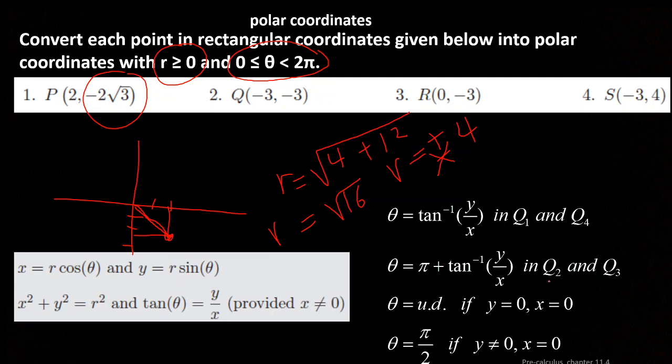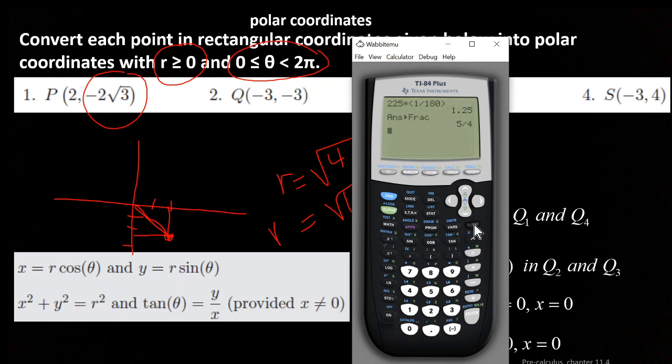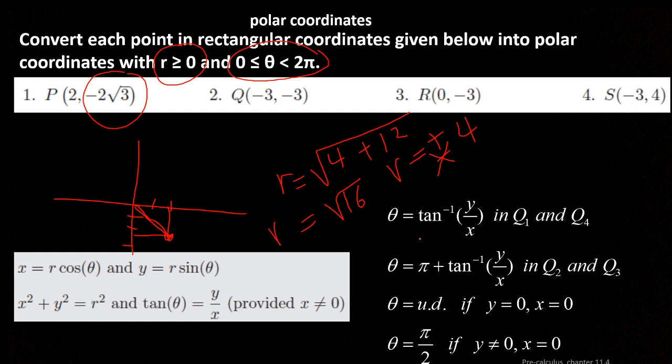And all we have to do is just go to tangent inverse of y, which is negative 2 square root of 3 divided by 2. There. Now I'm in radian mode, so I'm going to go to degree mode, so I can do the same thing. See, I just pressed enter to do the same thing, but negative 60. So the calculator gives me negative 60, which is correct actually.